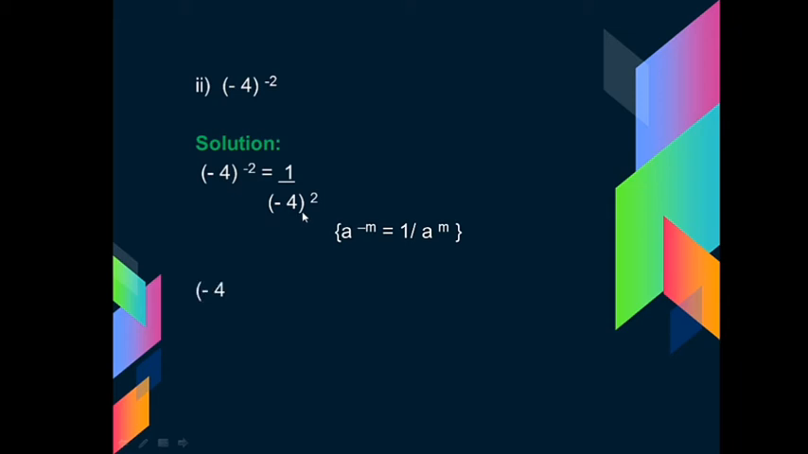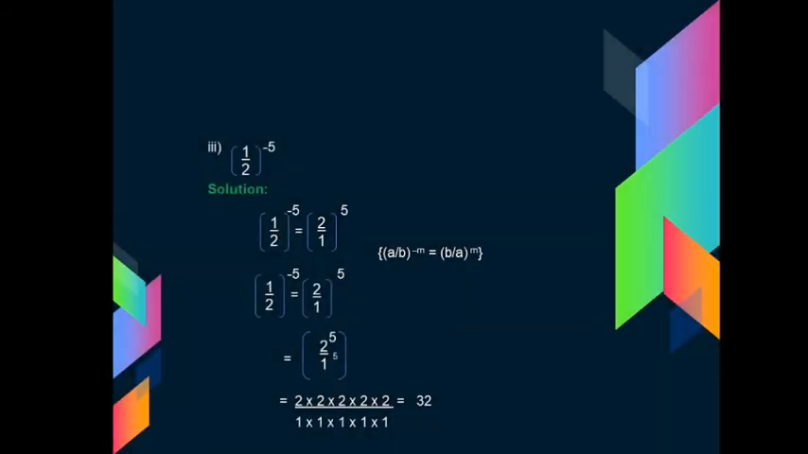So we can write minus 4 raised to the power minus 2 equals 1 upon minus 4 raised to the power 2, which equals 1 upon minus 4 into minus 4, which equals 1 upon 16. As it is given minus 4 raised to the power 2, the base is minus 4 and the exponent is 2. It means we have to multiply this 4 with itself 2 times. So we write 1 upon minus 4 into minus 4, which equals 1 upon 16, as 4 into 4 is 16 and minus into minus becomes plus. So here we got plus 16.